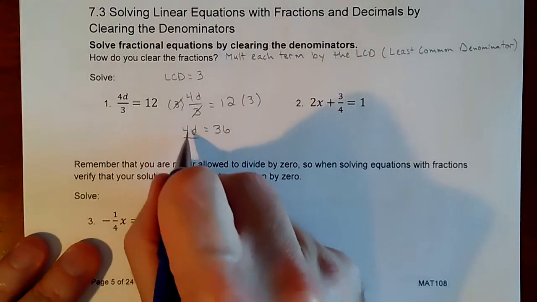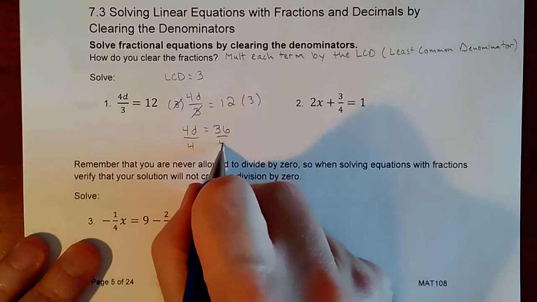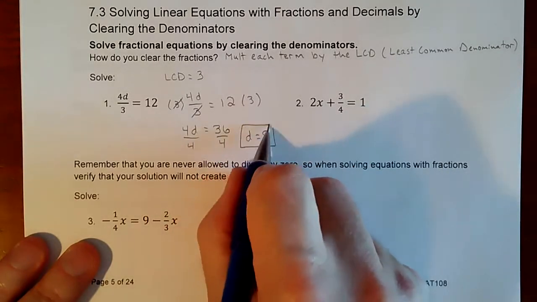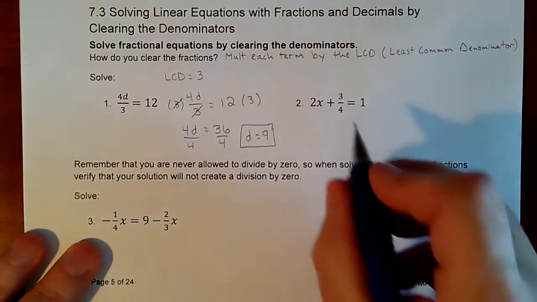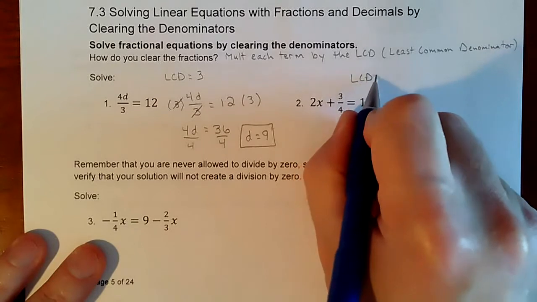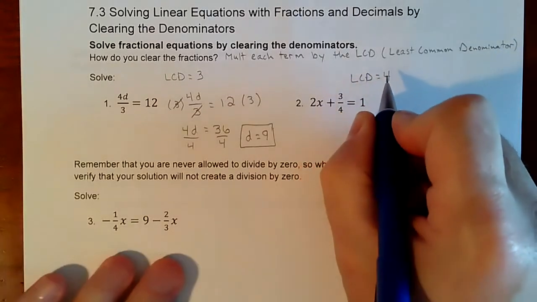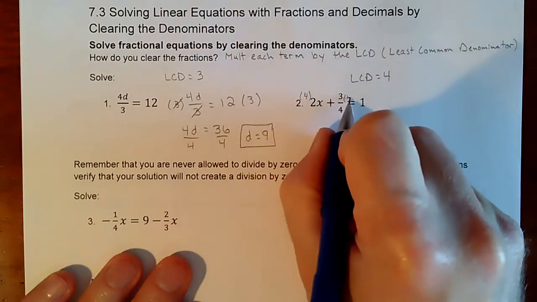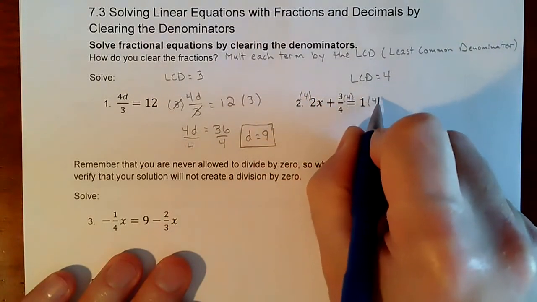So now I can do normal. I'm going to divide by 4, so d equals 9. Okay. So again, I only have one denominator, so my least common denominator is that denominator. So I'm going to multiply every single piece by 4. Multiply by 4, multiply by 4, multiply by 4.